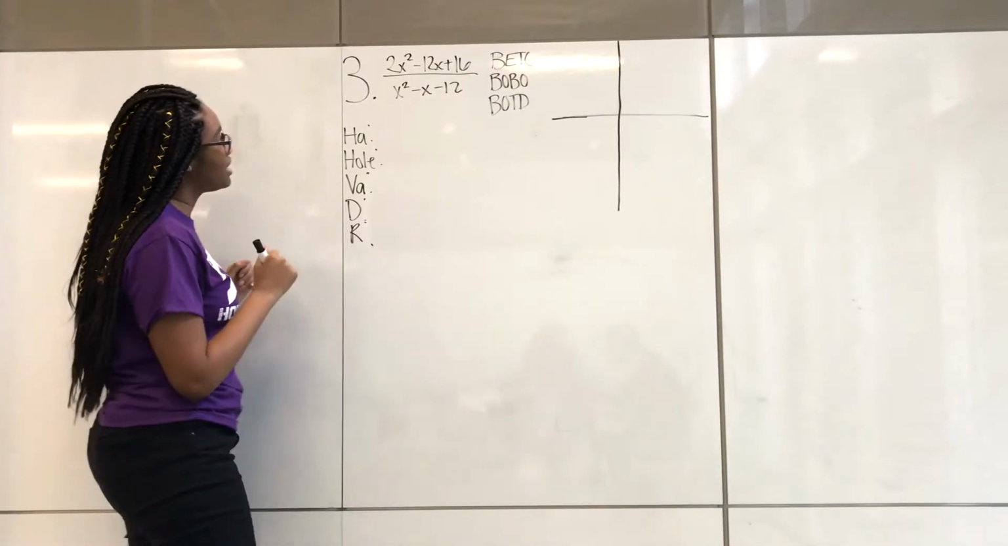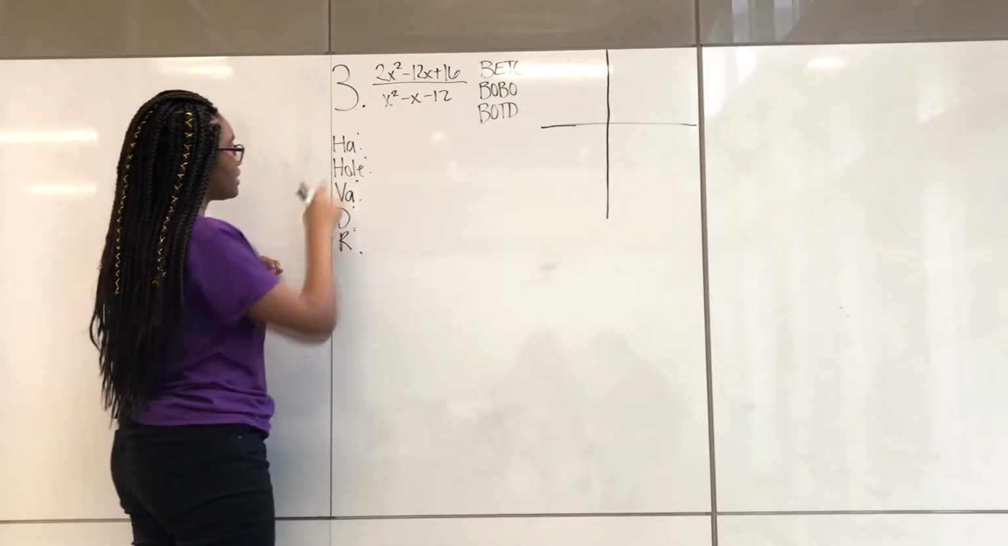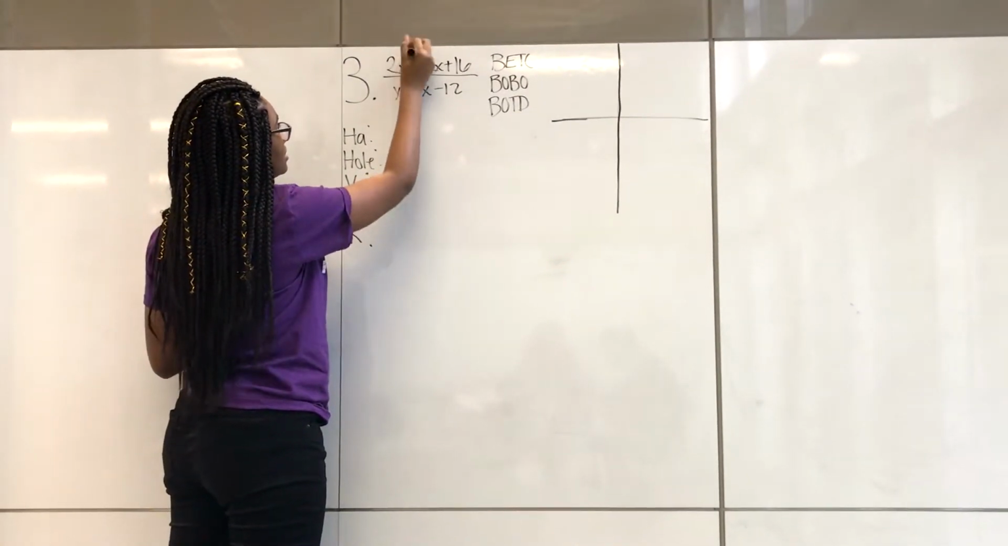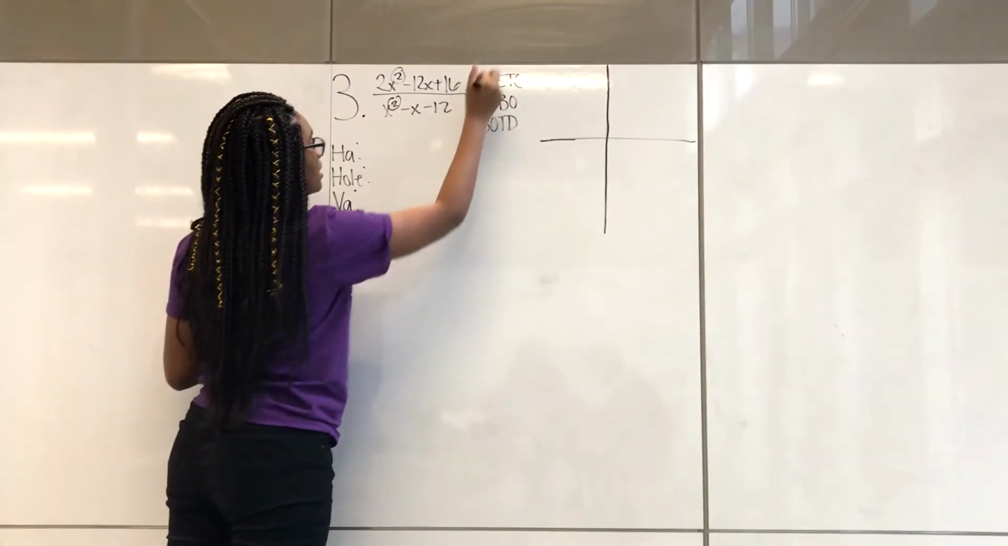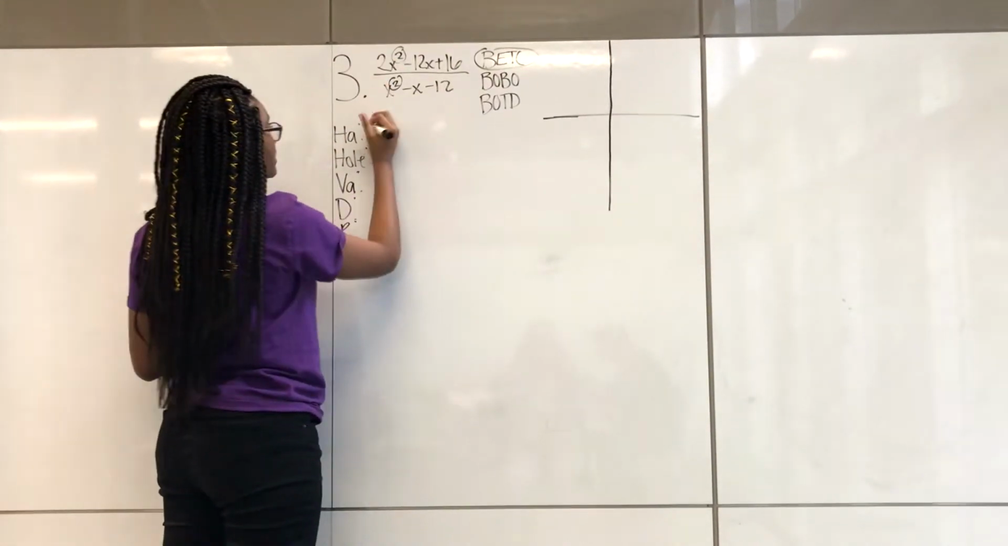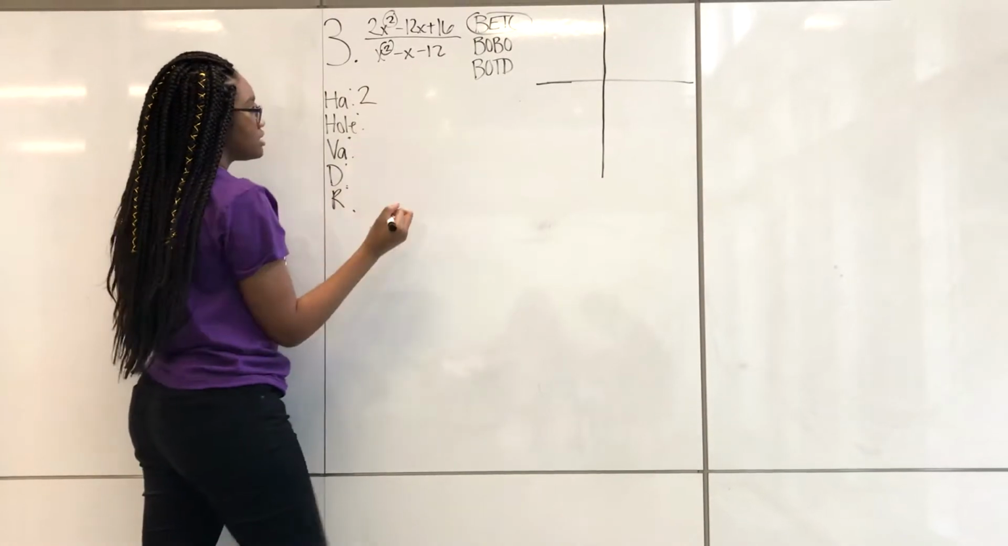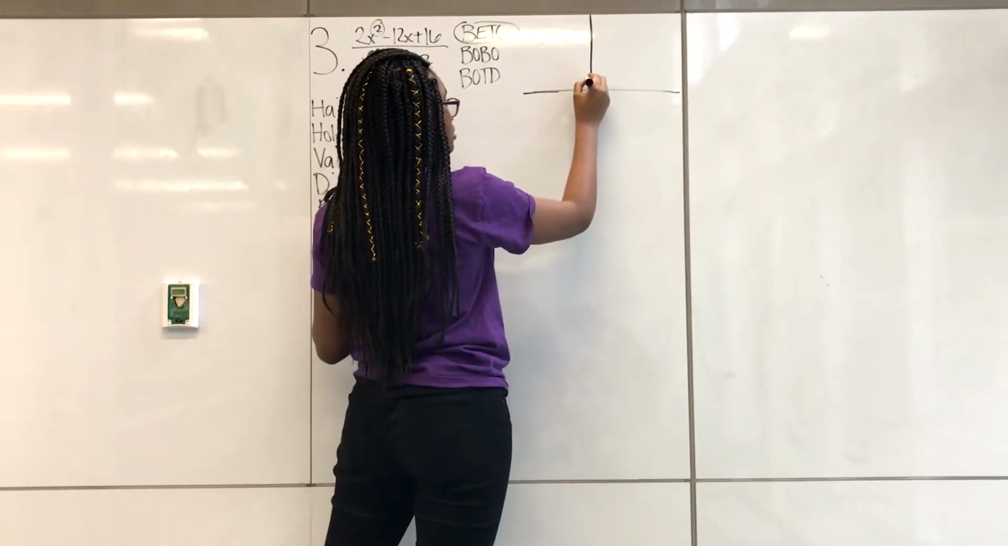Example number 3. So first thing we got to find is the horizontal asymptote. So these are equal, so it's gonna be the coefficients, which is 2 over 1. So the horizontal asymptote is at 2.